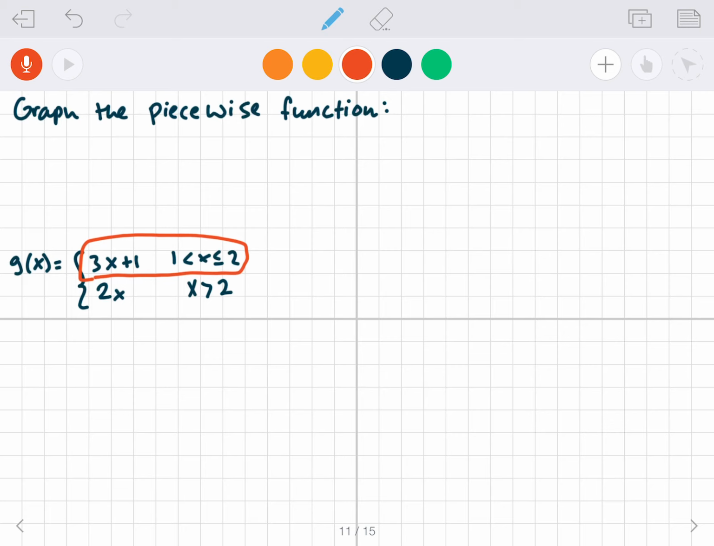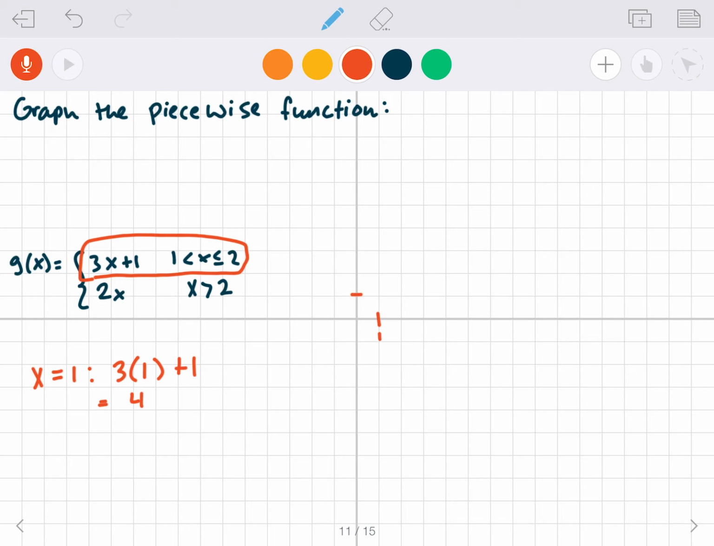So I like to just plug in my x values to see what the ordered pairs correspond to. So with my endpoints here, 1 and 2, I'm going to say, well, when x is equal to 1, even though we know it technically can't be equal, we still want to get a little open circle somewhere. So when x equals 1, we're plugging 1 into my rule up there: 3 times 1 plus 1, and that's going to give us 4.